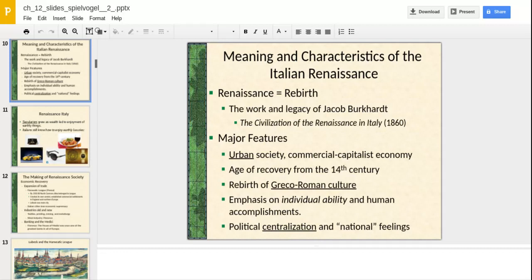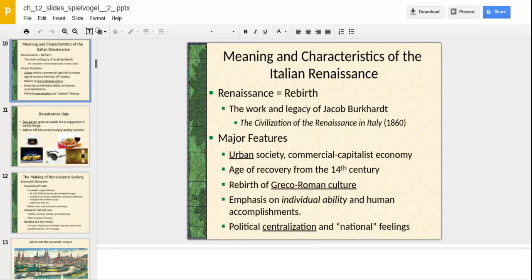Again, major features of the Renaissance, the work and legacy of Jakob Burckhardt up here. He's the first guy who really coins the term Renaissance, the first historian who says that it was a different time period from the Middle Ages, and he does this in the mid-19th century, around 1860. So he's the reason we have the term Renaissance and the idea that this is something different from the Middle Ages. But the major features of the Renaissance, like I said, urban.